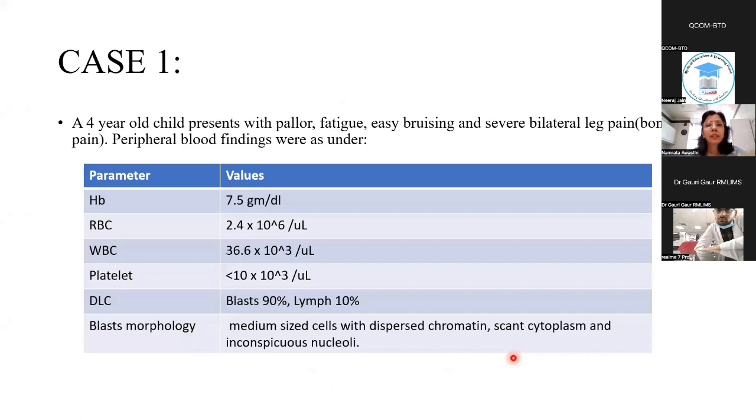Now, let's start with the first case. We have a series of cases, and how much time is there? Nearly half an hour has passed.